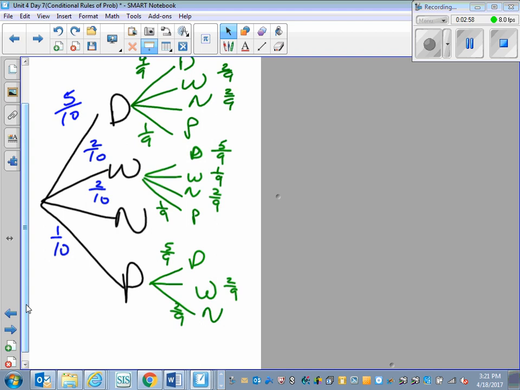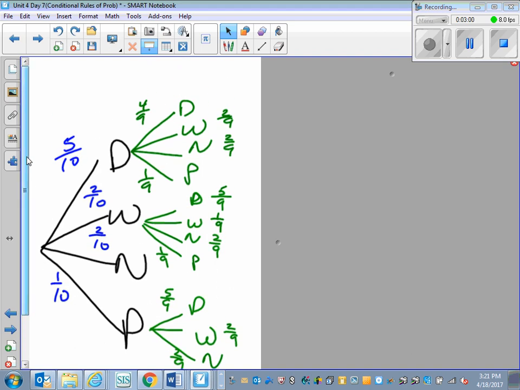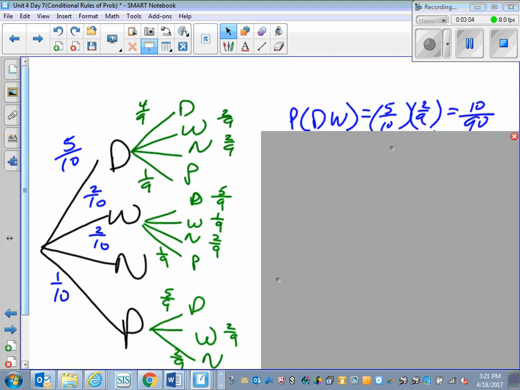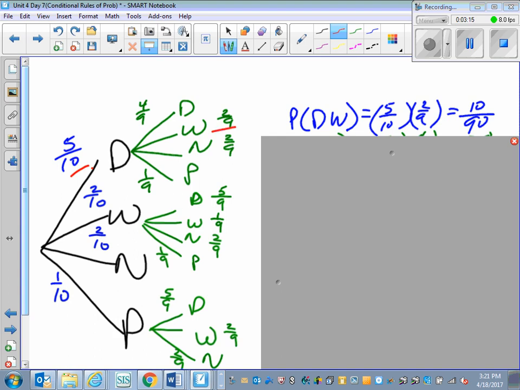So your question asks you first and foremost the probability of Dallas, Washington, or DW. So that's going to be 5 tenths times 2 ninths following the branch. 5 tenths times your 2 ninths gives you 10 out of 90.